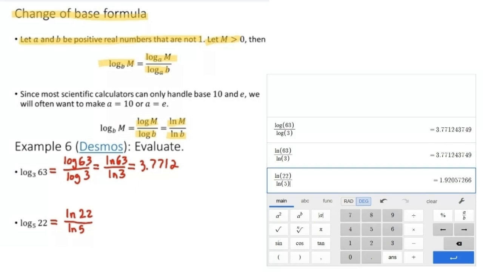Going into Desmos, if we type in the natural log of 22 divided by the natural log of 5 and round to 4 decimal places, we get 1.9206 as the approximate value of log base 5 of 22.